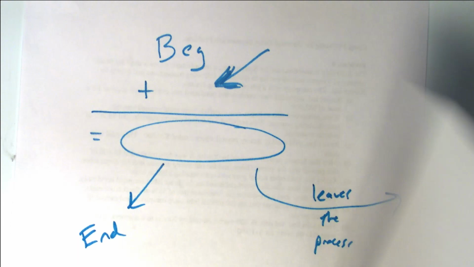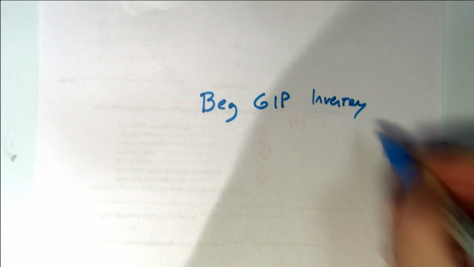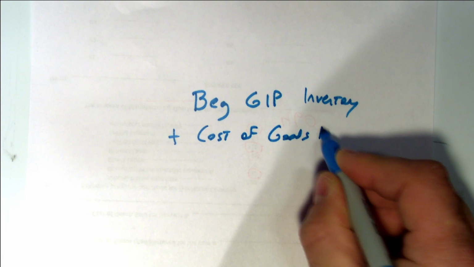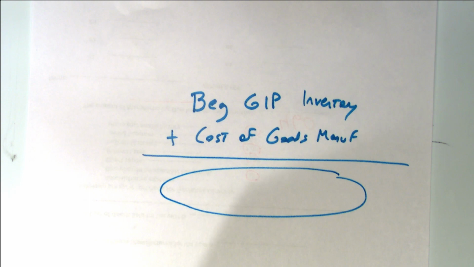We can do that with this goods in process account, okay? What we're going to have is our beginning goods in process inventory, plus we're going to add the cost of goods manufactured, the costs incurred in this period, correct? And that is going to equal some number. You with me?